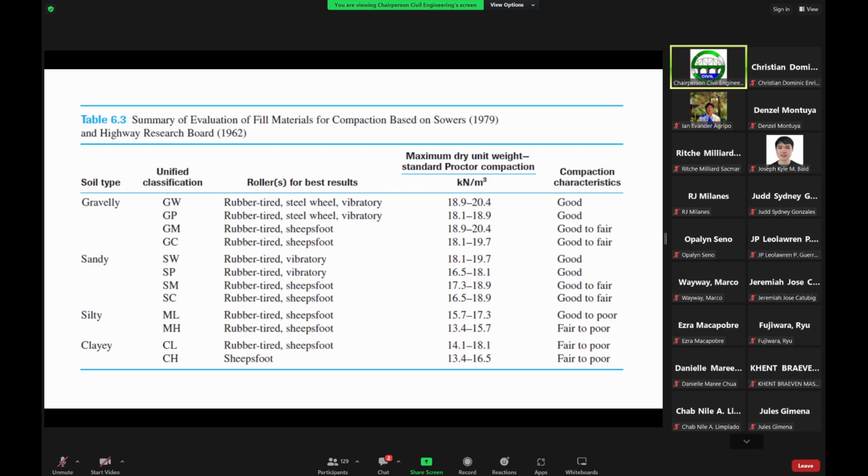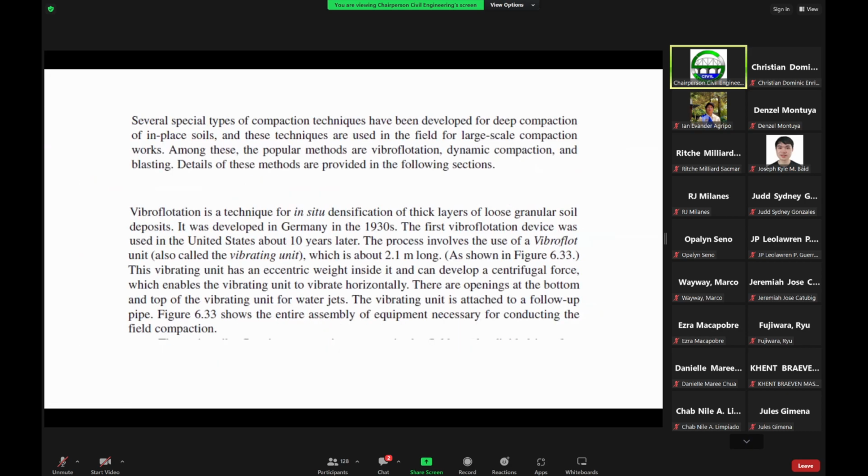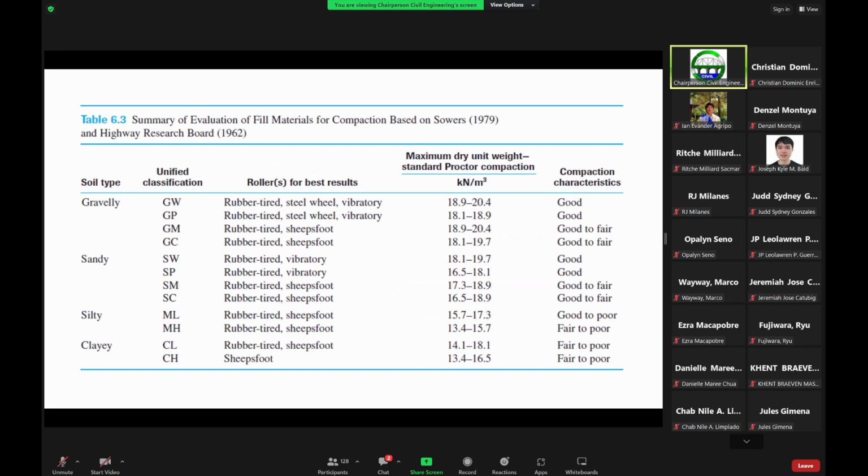Okay. So as mentioned earlier, we now have here the different types of fill materials. If you're seeing my cursor, we now have here the different types of fill materials. So either G is gravelly, S is sandy, M is silty, and C is clay material. Depending on the type of material, you now have here the different rollers that are well suited or highly suggested when you use these materials in the field.